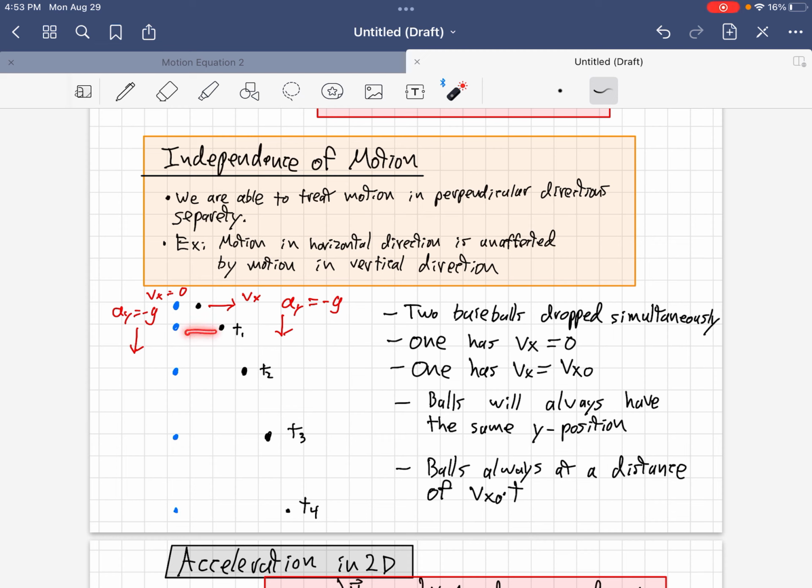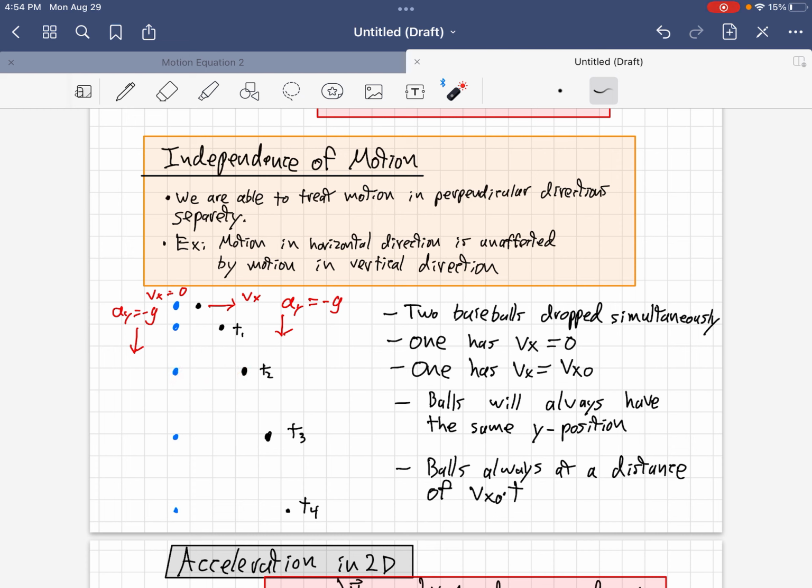You can see that they get further and further apart at different times, but their vertical position at each time stays at the exact same level, right? Because they're accelerating in the vertical direction at the exact same rate. The only thing that's changing is their horizontal distance apart. All right, so the horizontal distance can be described as the horizontal velocity of the second ball times time, right? That's going to give you the distance that those two balls are apart.